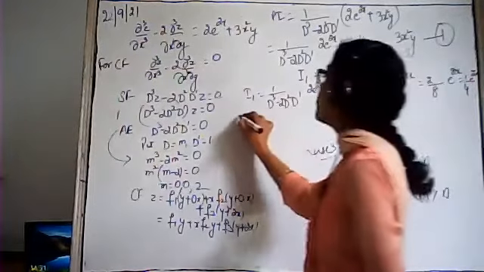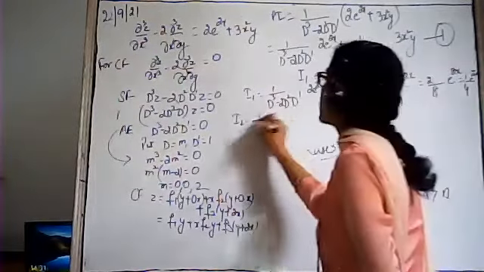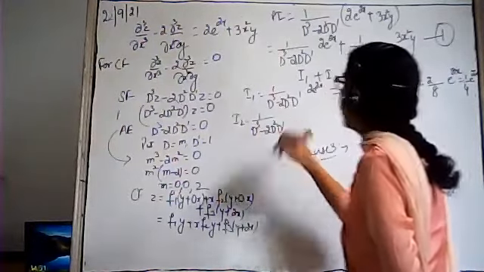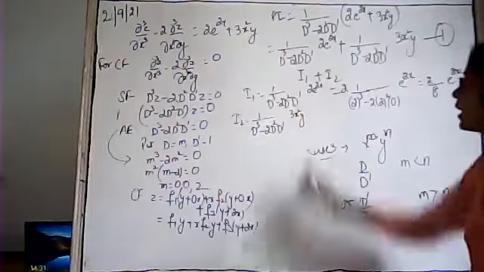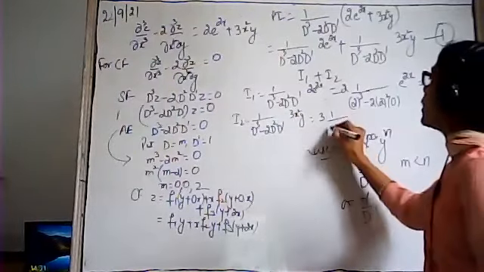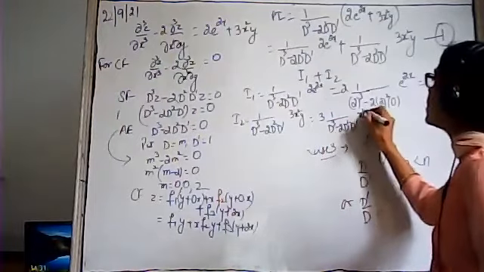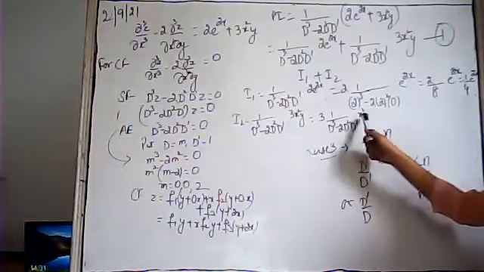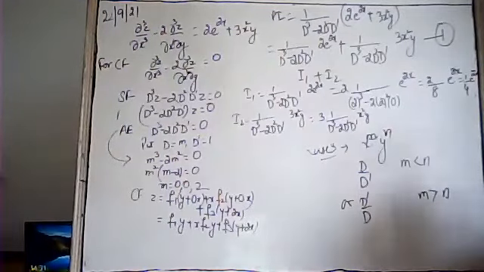After that, we have to find the value of I2. The value of I2 will be 1 upon D cube minus 2D square D dash into 3x square 1. Again, 3 is constant, it can be written outside the function. 1 upon D cube minus 2D square D dash into x square 1. Now comparing these two terms, we have x square y. In this we have x to the power m, y to the power n.